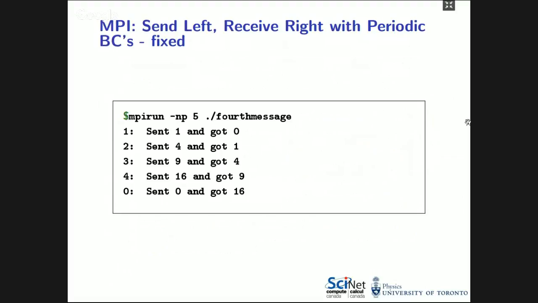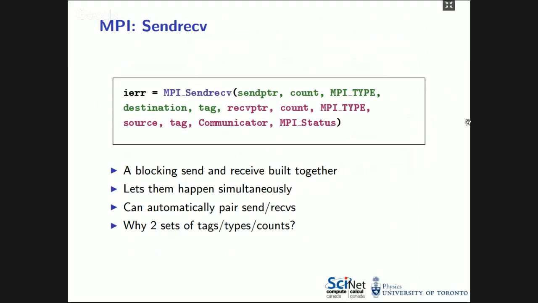Then in 1, it got 0, which makes sense. And then 4 sent 16, got 9. So it actually sent 16 and goes back. So this shows you we've actually completed our periodic vector. There's nothing wrong with that. It works. And in the big scheme of things, it's fine. But it's a little ugly. So let's see if there's a better way to do that.